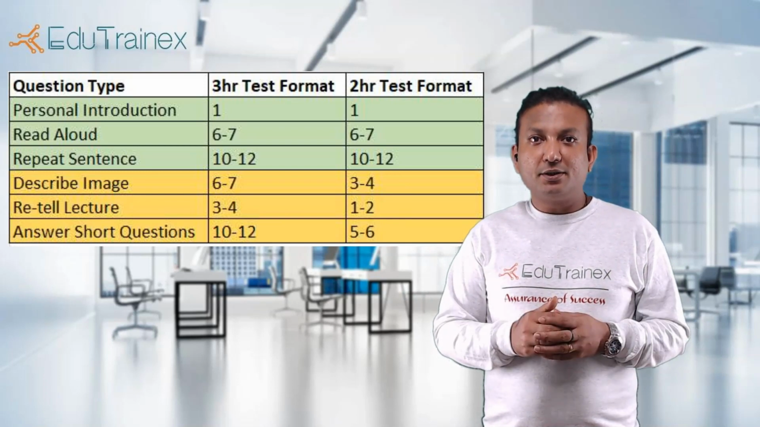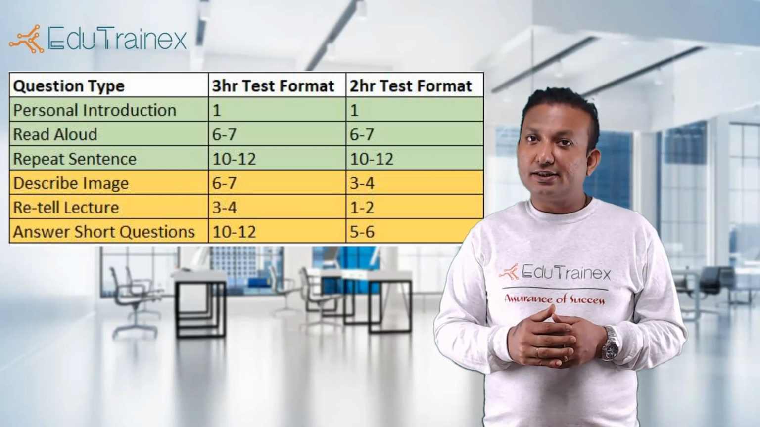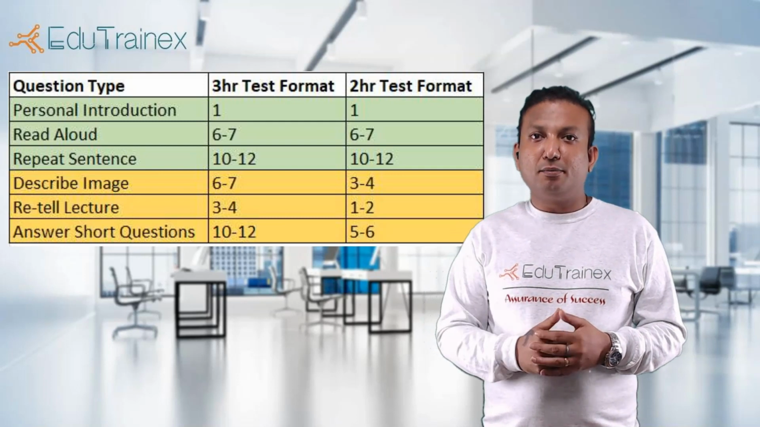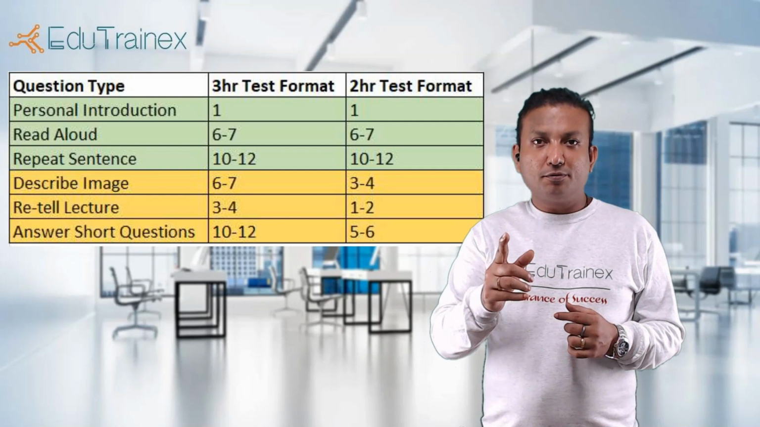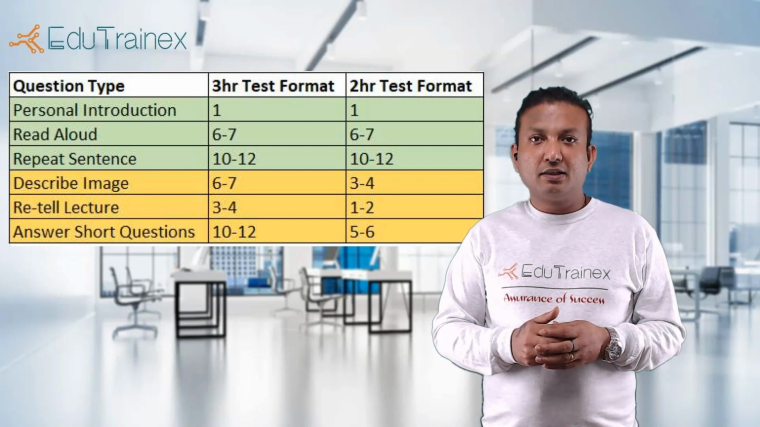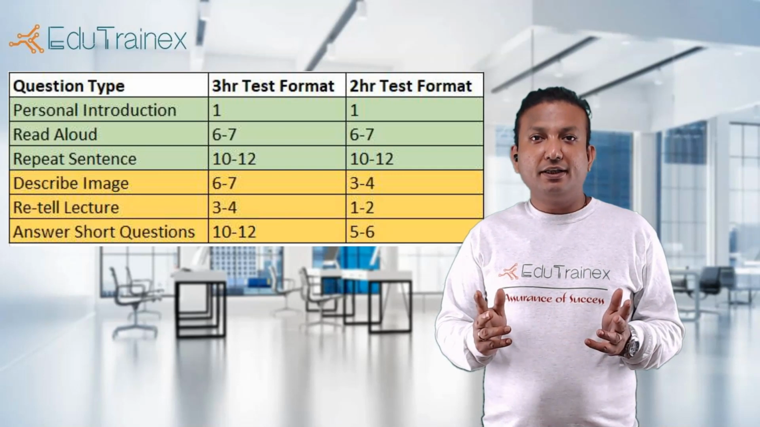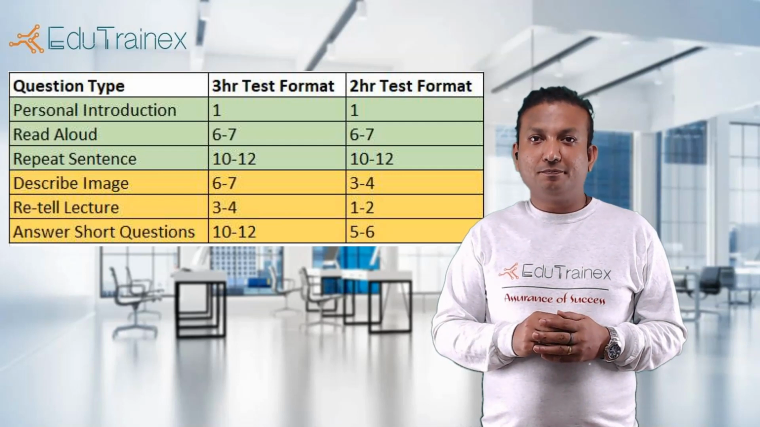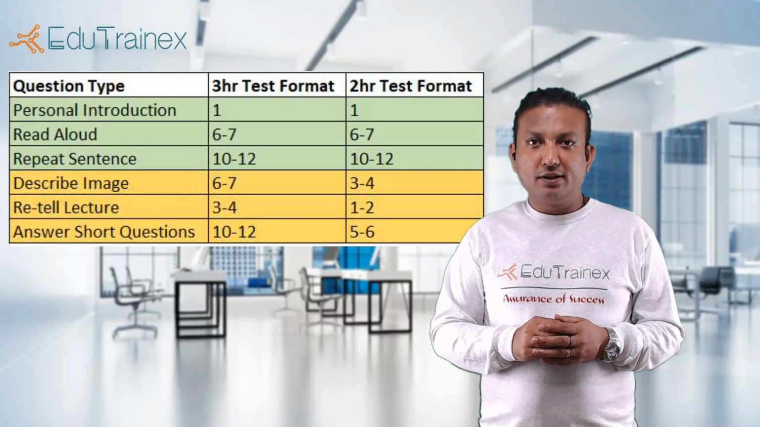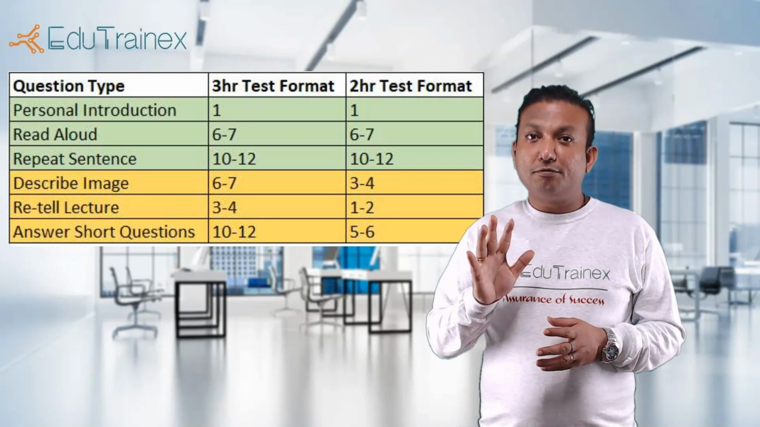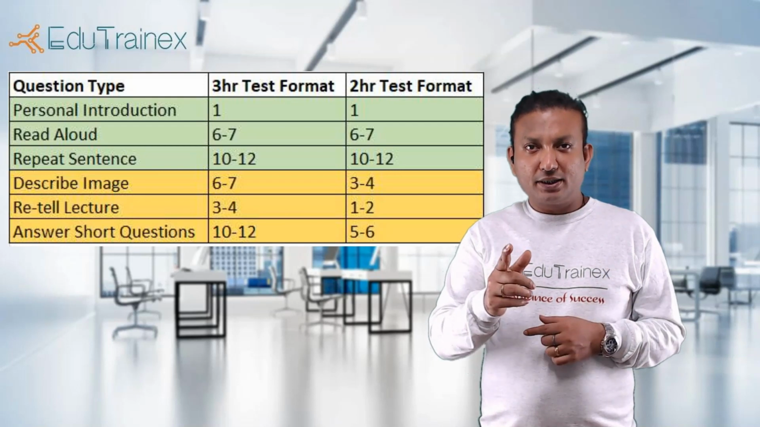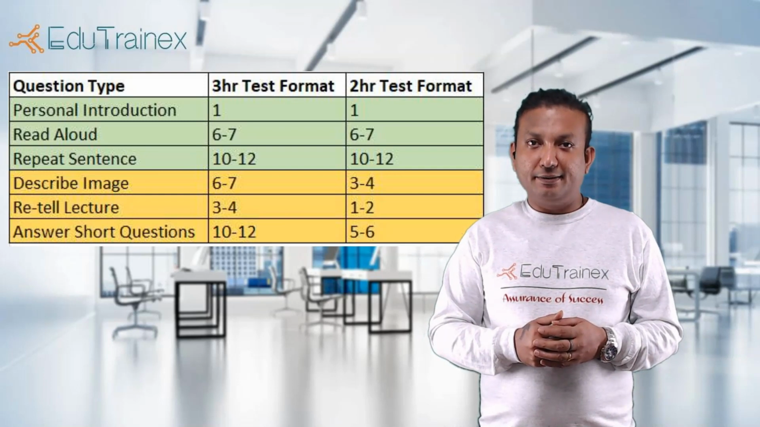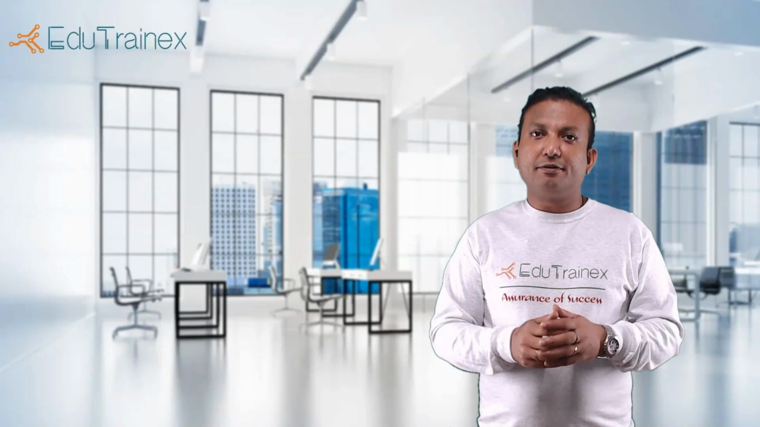As you can see, the personal introduction, read aloud, and repeat sentence are still the same. Describe image, retell lecture, and answer short questions have been halved in the numbers. So previously, the number of questions for describe image were 6 to 7, but only 3 to 4 now. Similarly, for the retell lecture, the number of questions were 3 to 4 earlier, but only 1 to 2 now. And the number of answer short questions were 10 to 12 previously, and now only 5 to 6. To some extent, you can say that it makes it easy. But in reality, the types of questions are still the same. And that makes the new format equally effective.